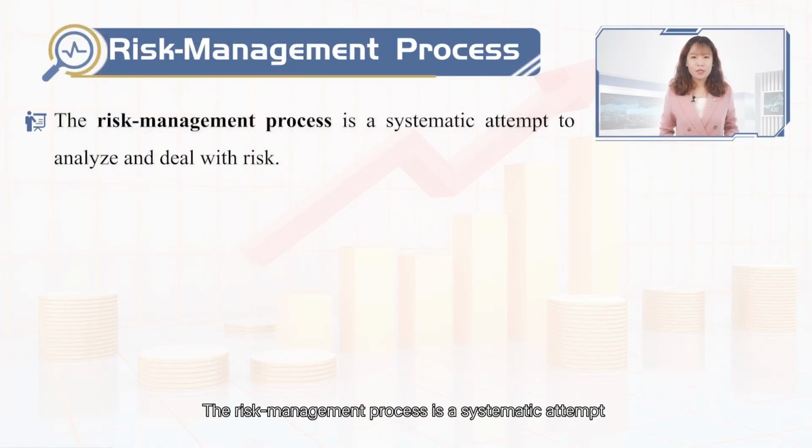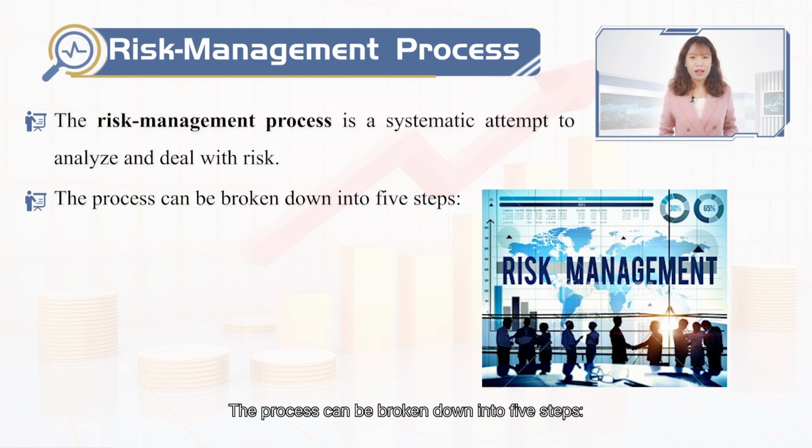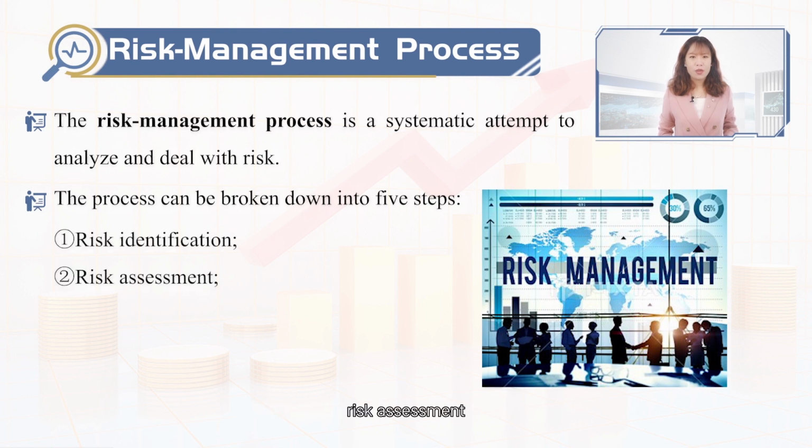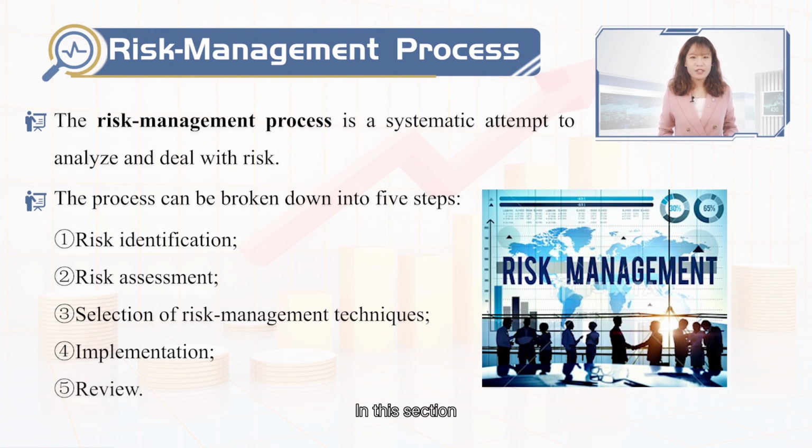The risk management process is a systematic attempt to analyze and deal with risk. The process can be broken down into 5 steps: risk identification, risk assessment, selection of risk management techniques, implementation, and review. In this section, we will discuss these 5 steps mainly.